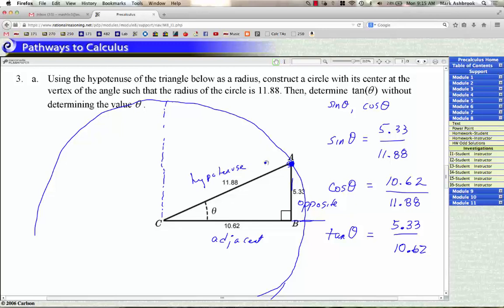So sine theta turns out to be, because it's the vertical distance of point A above the horizontal diameter, opposite over hypotenuse. And cosine is adjacent over hypotenuse. And tangent turns out to be opposite over adjacent.